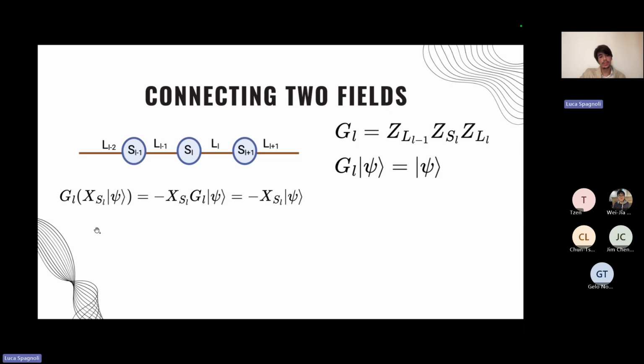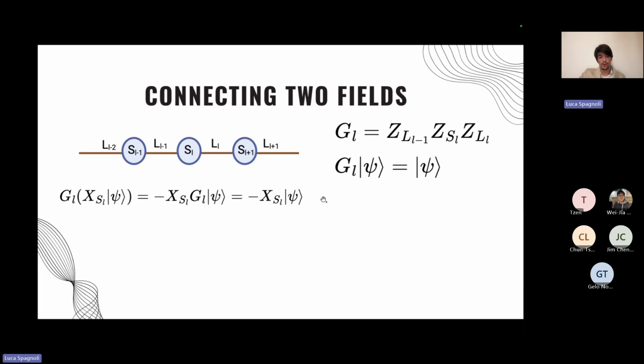What does it mean? It means that the error state, so the state of the system where an error happened, is still an eigenstate of GL, of the Gauss law. But now, instead of having plus one eigenvalue, it has minus one eigenvalue. So again, I can measure the Gauss law that I'd like to be conserved throughout the calculation. At some point, I measure minus one, and I know that an error happened.